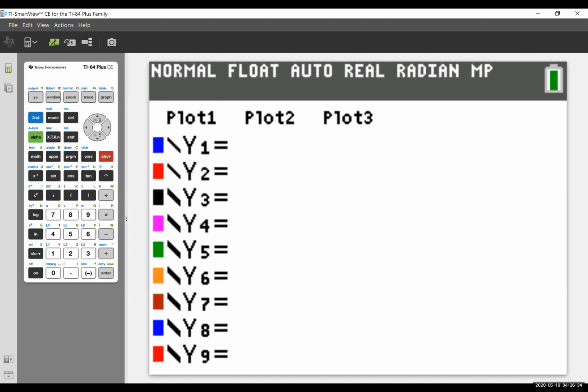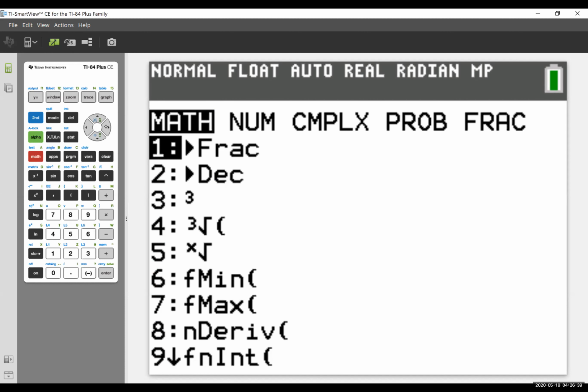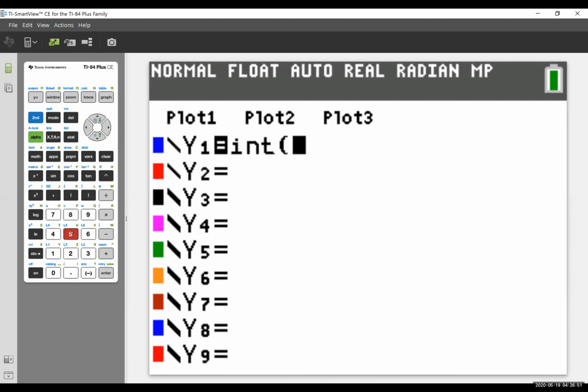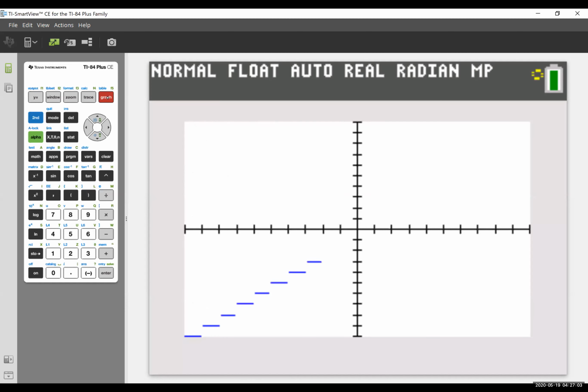So I'm going to go back. Anytime I'm kind of lost, the math menu always helps me. I'm going to scroll over to number, and the greatest integer function, in our case, is going to be number 5. And I know this one doesn't even show the fancy double brackets, so we're all in the same place here. So I have integer, greatest integer of X. If I were to press graph, oh, so pretty. So you can see, oh yeah, it makes the steps.